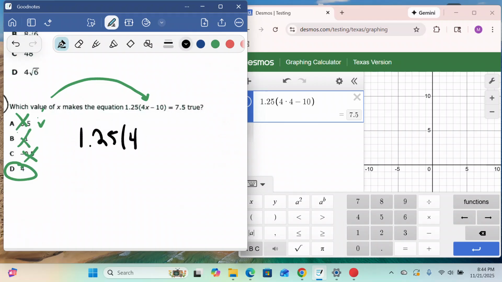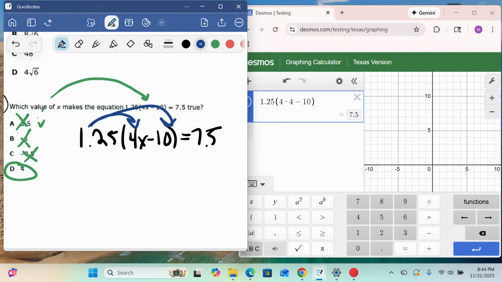1.25(4x - 10) = 7.5. If you solve this problem, it's also going to give you the same exact answer. So I'm going to use blue so you can see my work. I can use distributive property here and distributive property here.